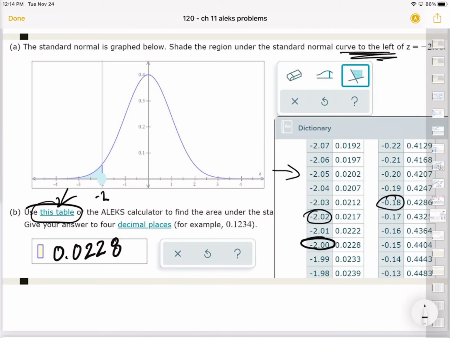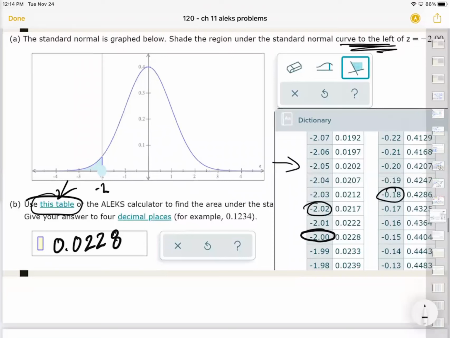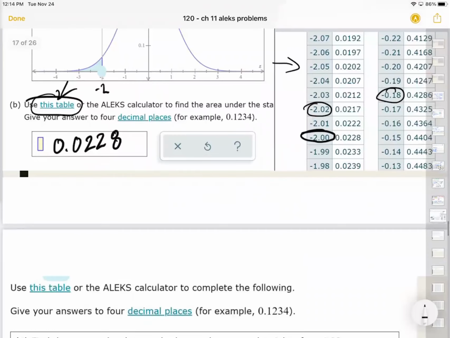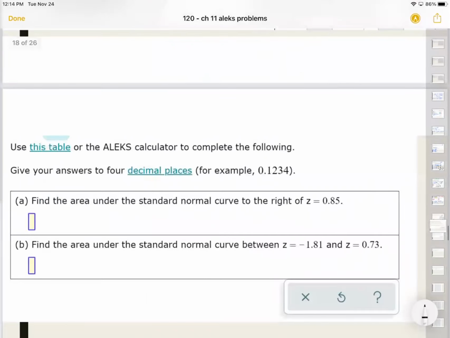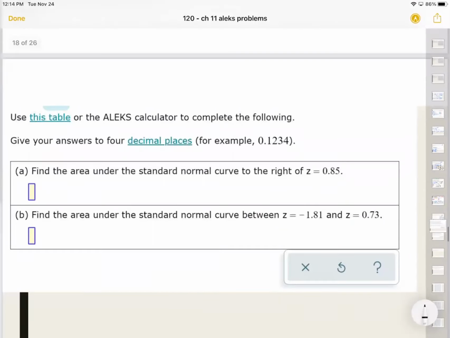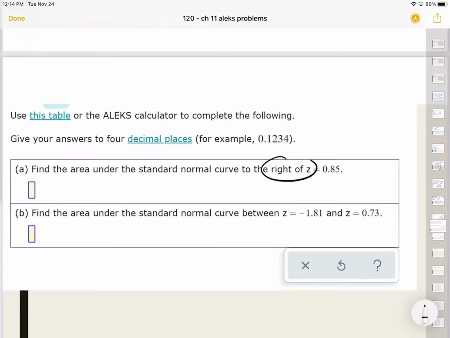Okay. Mr. Turner, I have a question. If it's asking for the right, do we take the number and subtract it from 1, correct? Yes. All right, just making sure. If they ask you for the right, remember, we don't subtract the z. We take 1 minus the area on the left, right?